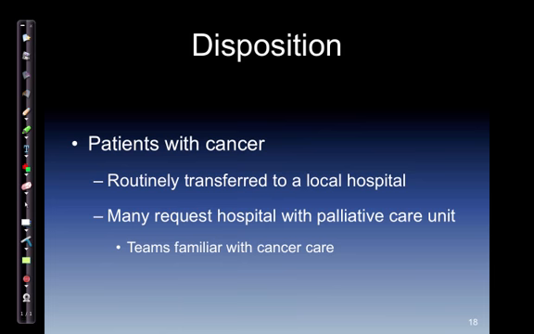Disposition. Patients with cancer are routinely transferred to a local hospital. Many request a hospital with a palliative care unit, teams familiar with cancer care is what this would be. Currently, 55% of the hospitals in the United States with over 100 beds have a palliative care unit available.